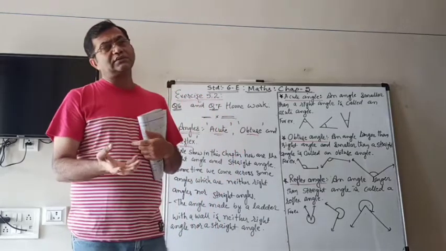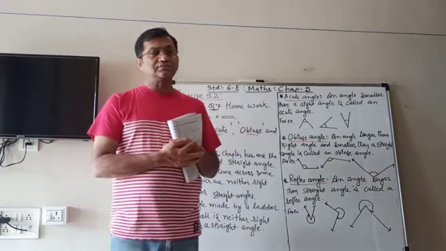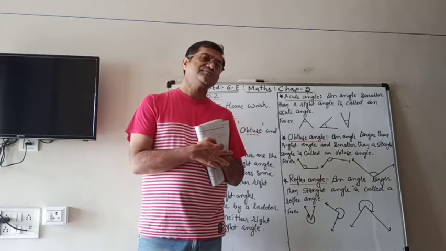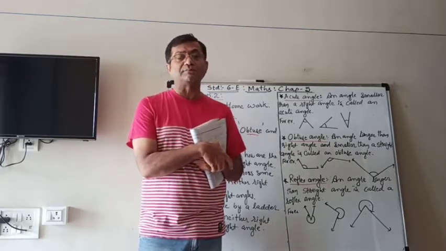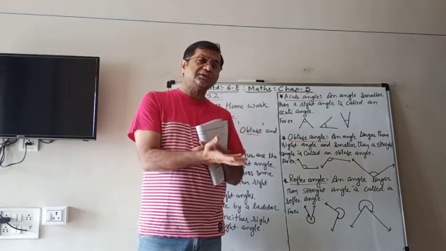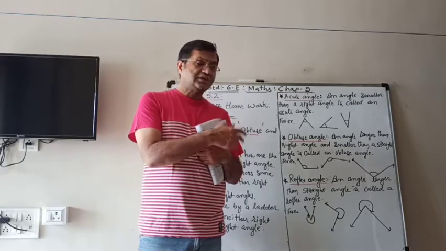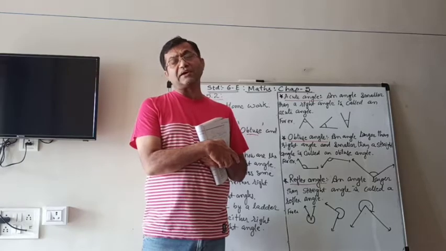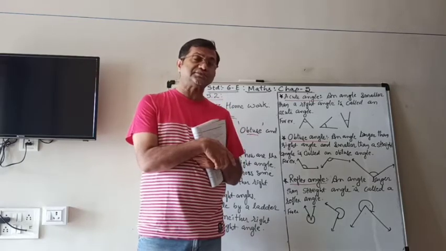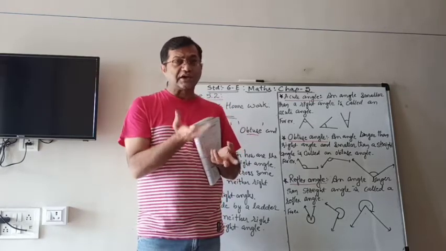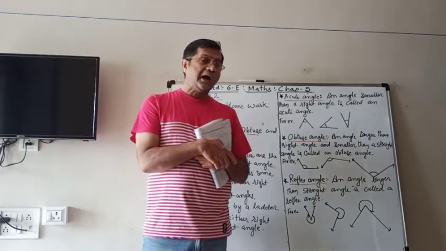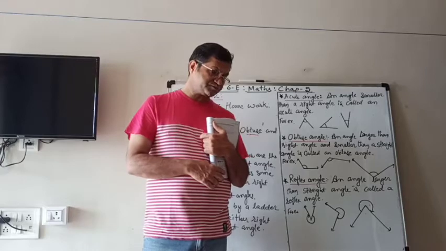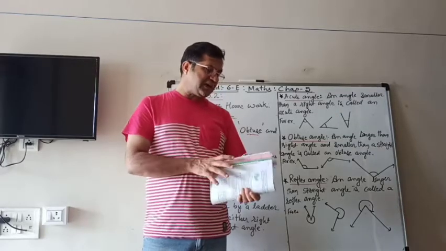Some of them are right angles, some of them are straight angles, but not all of them are either right angle or straight angles. Sometimes they are smaller, sometimes they are bigger. How can we check?